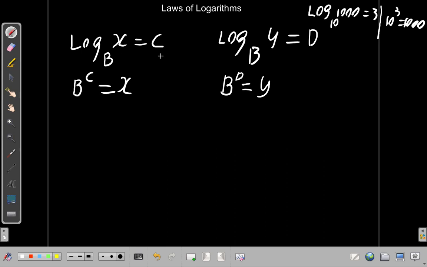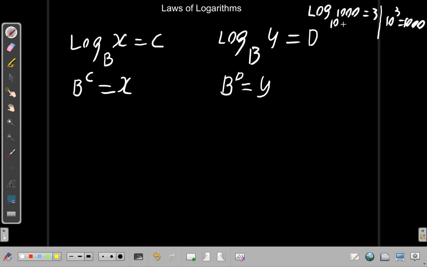Now, the second law that we looked at in our previous video. Let's see if we can formulate it. If log x is c and log y is d, notice the base of each log is b. When you write them in index form and you follow the same pattern, the number you're logging in log form becomes the answer in index form. So the number you're logging, x, becomes the answer in index form.